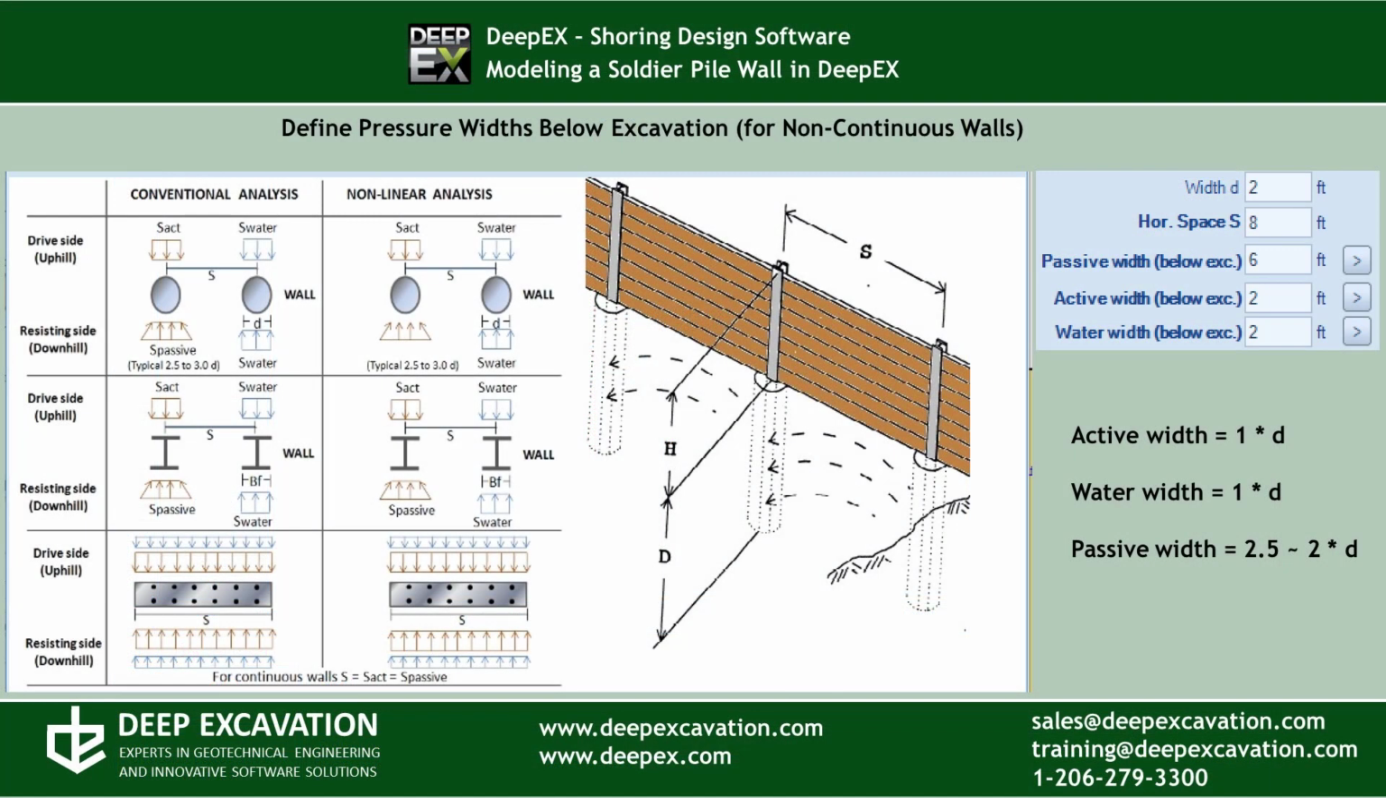For soldier pile and lagging walls, there are recommendations that dictate the widths for the calculation of the active, passive, and water pressures below the excavation where the wall is non-continuous. According to these recommendations, we should use for the calculation of the active and water pressures one time the flange size or the pile diameter, and for the passive pressures 2.5 to 3 times the flange size or the pile diameter.